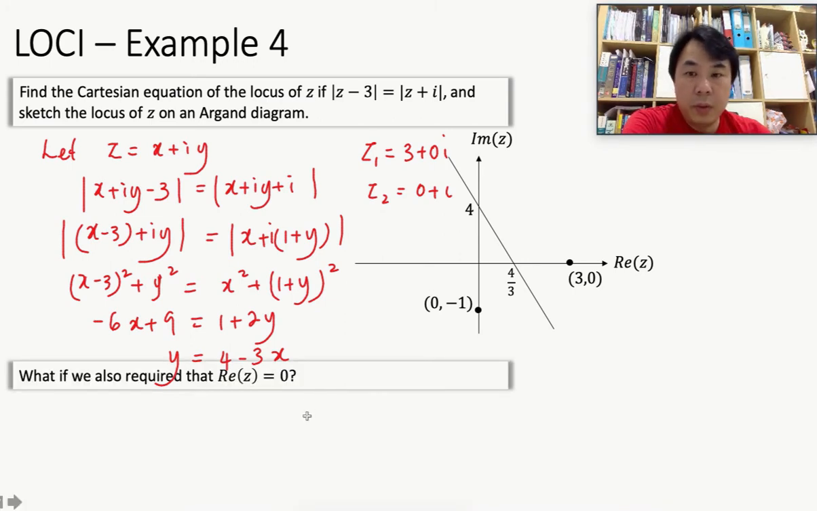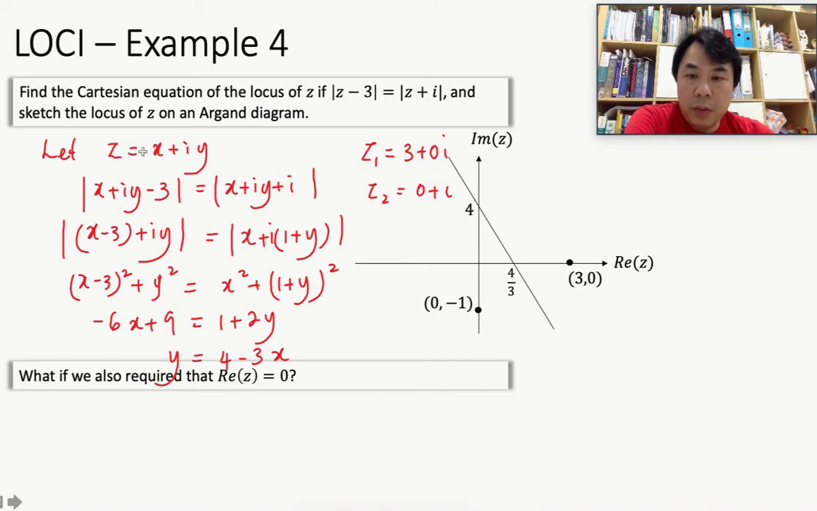There's one more section I forgot to cover here. Now, what if we also require that the real part of z be equal to 0 in this case? Okay, so if the real part is equal to 0, now all we need to do is just go back to the drawing board here.